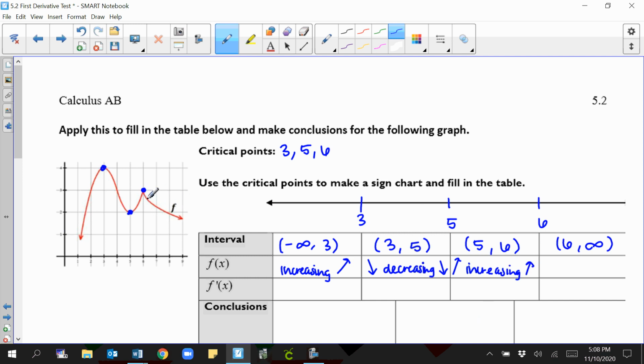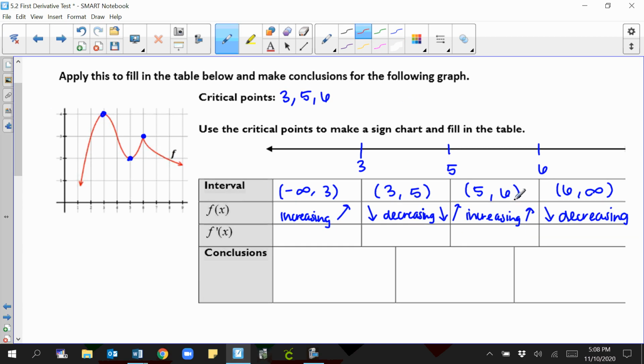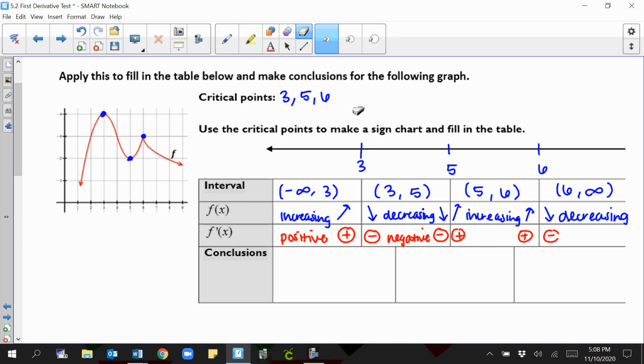And from 6 to infinity, it goes back to decreasing. So we can now make some conclusions about our derivative and about these specific points. If it's increasing, that means that my derivative is going to be positive. If it's decreasing, that means that my derivative is going to be negative. Increasing means we're going back to positive again, and decreasing, we're back to negative. And I just wrote increasing instead of positive.